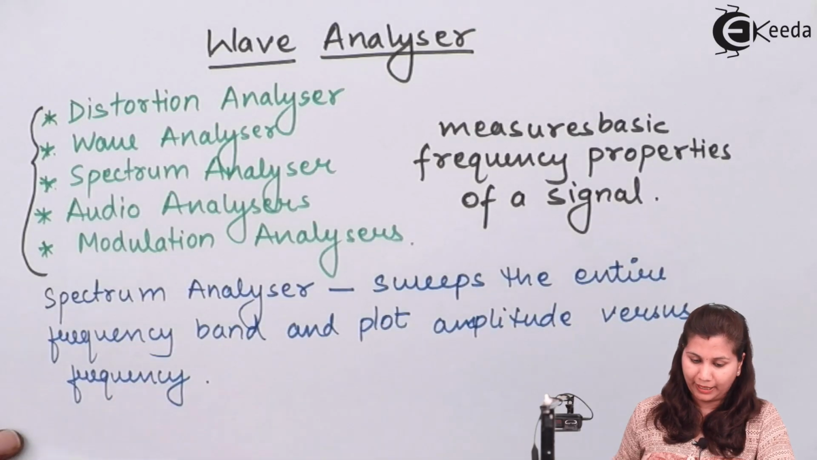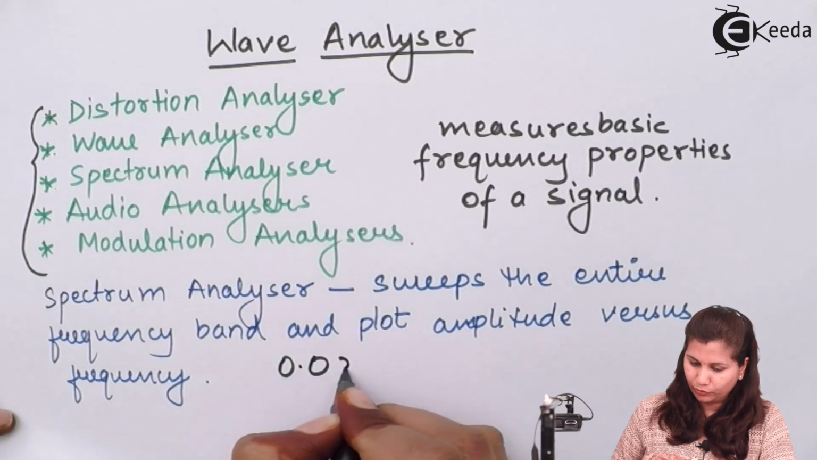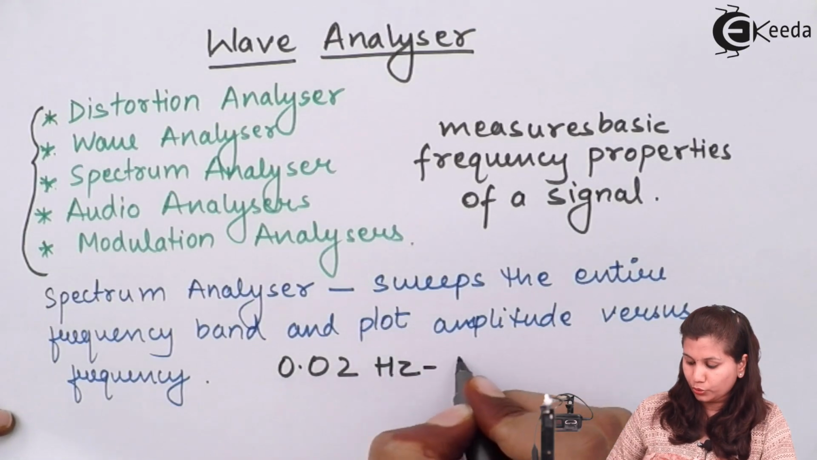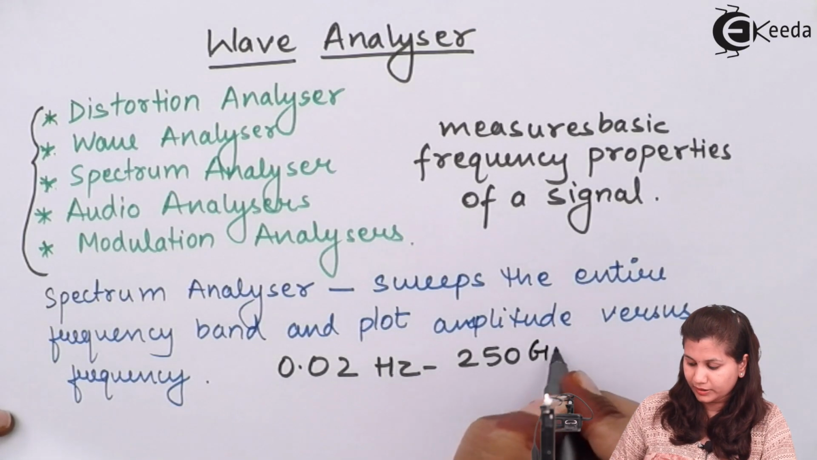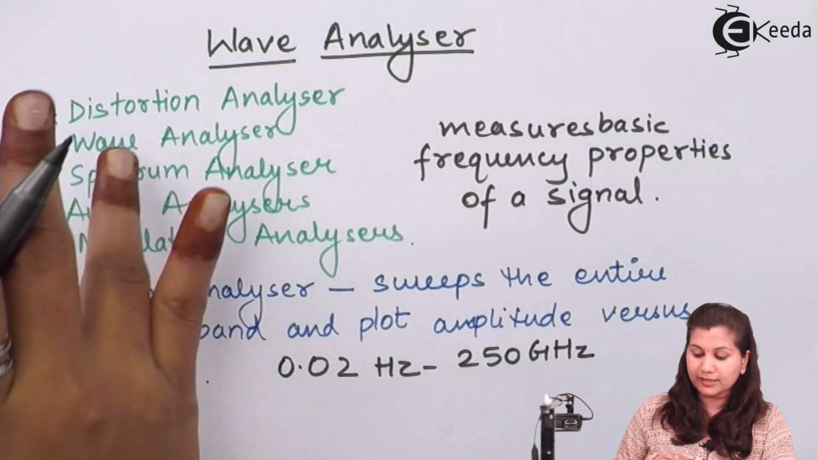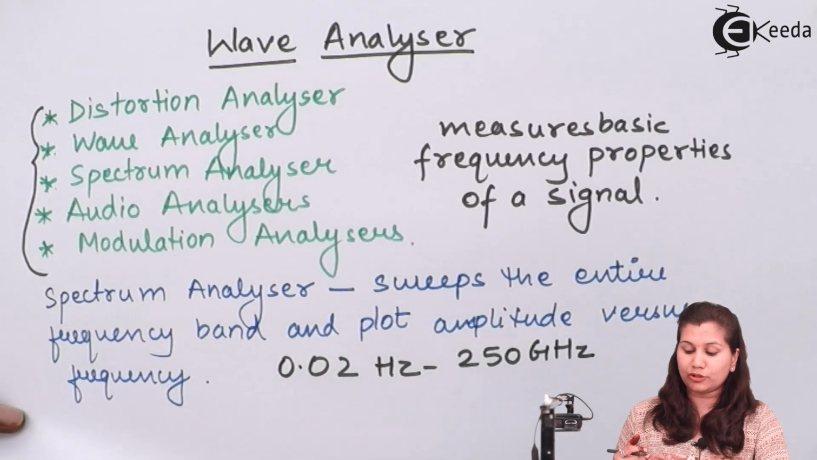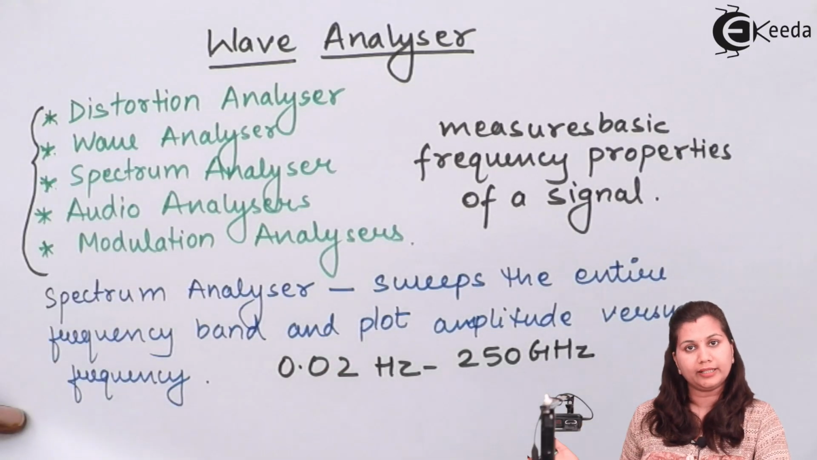Now this spectrum analyzer has an operating range of 0.02 Hz to 250 GHz. So the operating frequency range of these instruments is also different. If we are using a different frequency range, then we will use a different instrument for the analysis.